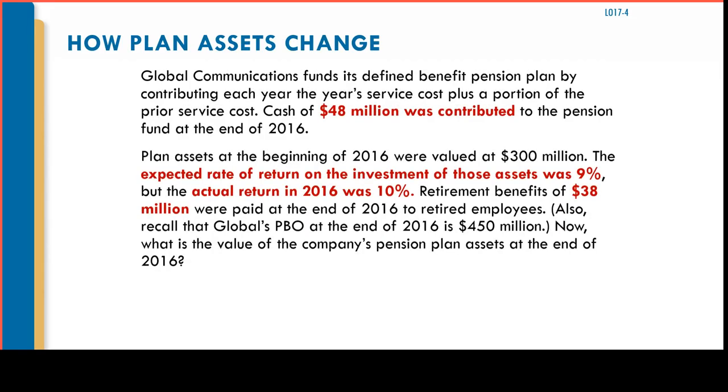Plan assets change. Here we have cash of $48 million contributed to a pension fund. Plan assets at the beginning, they tell us an expected return and they tell us an actual return. So here's where we're going to start talking about the amount of change in plan assets that goes to OCI and the amount of change in plan assets that is for pension expense. They expected 9 and they got 10. So this change is a good change.